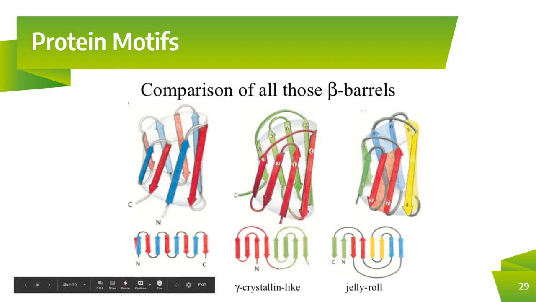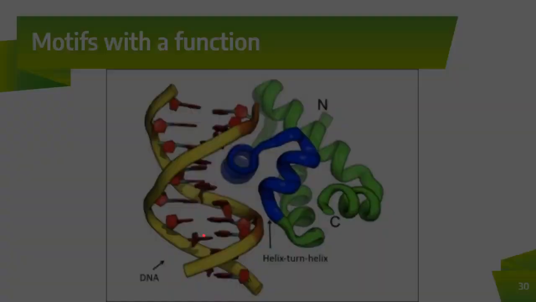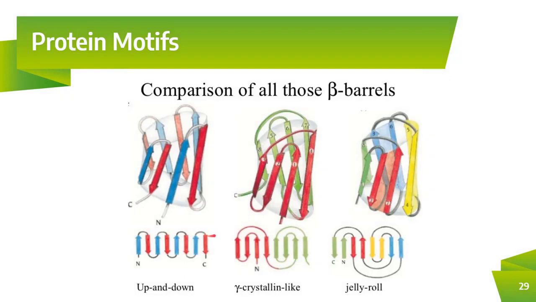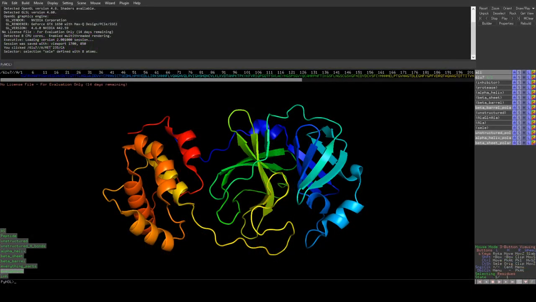So in this case, you have like 8 different beta pleated sheet parts, and they can arrange in different ways to form a barrel structure, right? And I would also like you to look at this in PyMol, because I've highlighted this once.